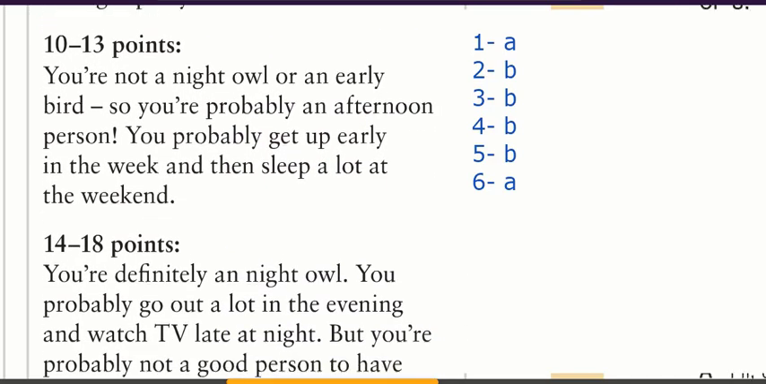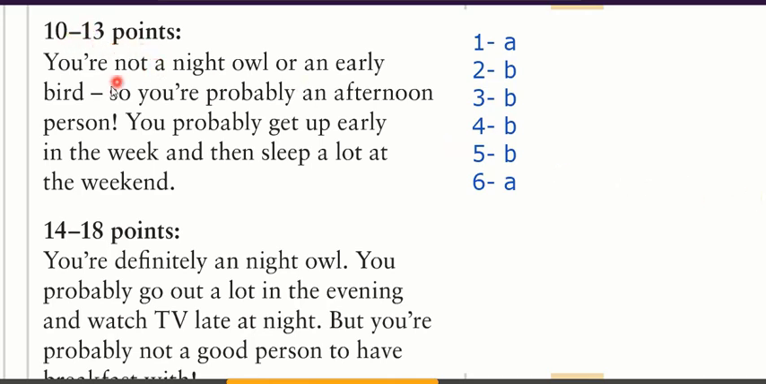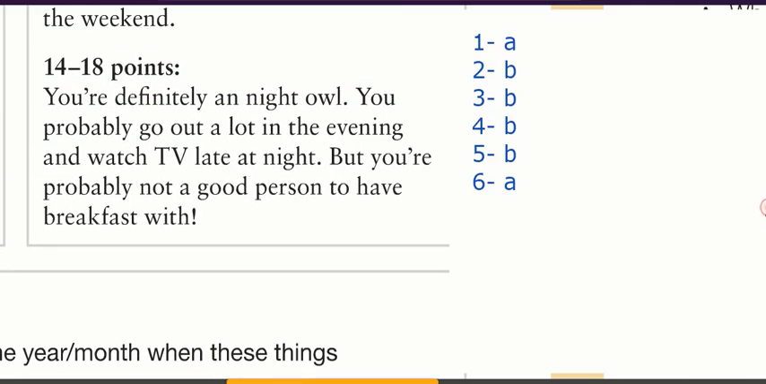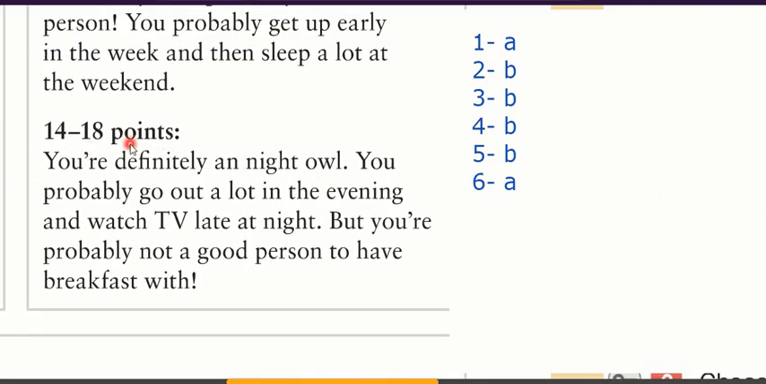Okay, so if you are from 10 to 13, you are not a night owl or an early bird. So you are probably an afternoon person. That means you wake up in the afternoon. You probably get up early in the week because you go to work or you go to the university or school. So you wake up early and then sleep a lot at the weekend. At the weekend, you sleep until 1, 2, maybe. And here we have from 14 to 18 points.